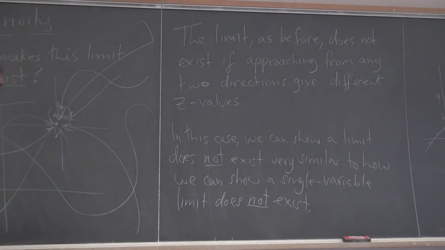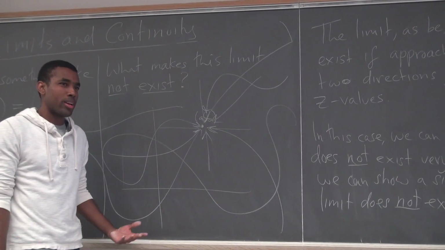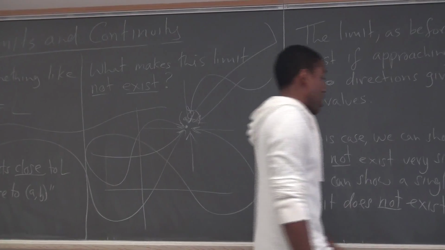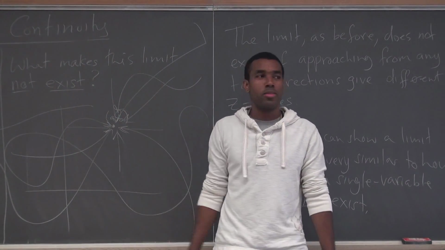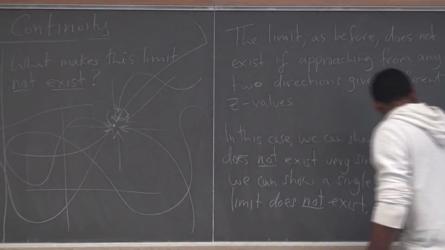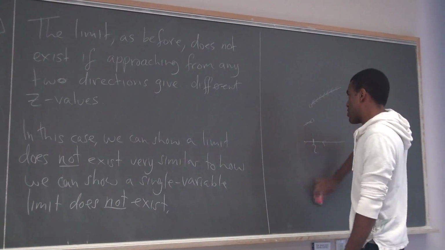Now, obviously, there are going to be some challenges. In the single variable case, there are only two directions to check. But if I know I can approach a point from an infinite number of directions, how do I find the two paths that I'm going to pick to show that something doesn't exist? And worse than that, if I want to show that a limit does exist, how am I going to check an infinite number of paths to show that all of them will give you the same z value? That we'll do later. Right now, showing it does not exist is easier, so we'll do that first.